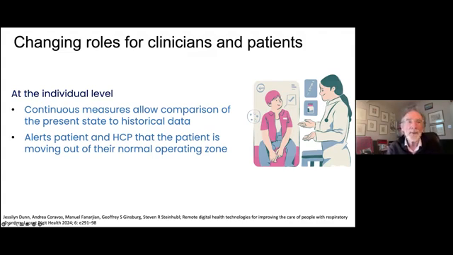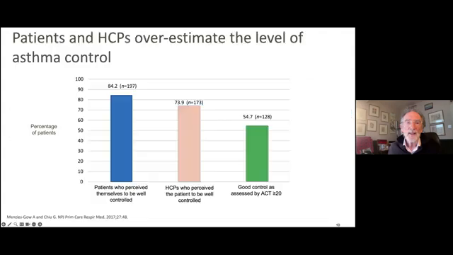At an individual level, continuous measurement will allow comparison of the patient's present state with their historical data, how they've changed, how they were in the past. And it can alert the patient and their HCP to the fact that the patient is moving out of their normal operating range. So let's come to a practical advantage example.